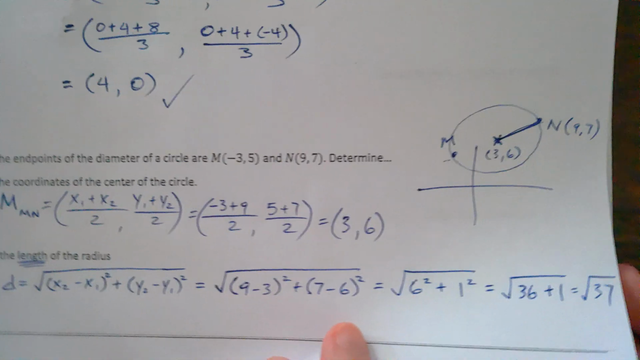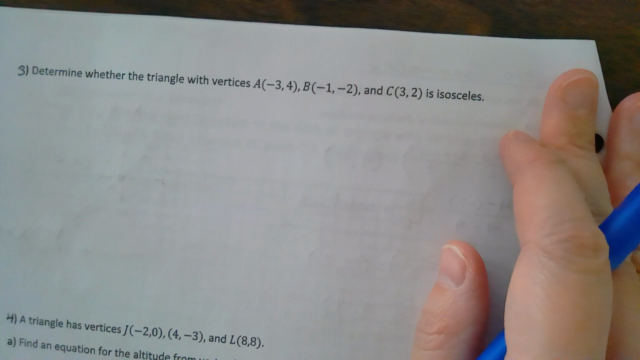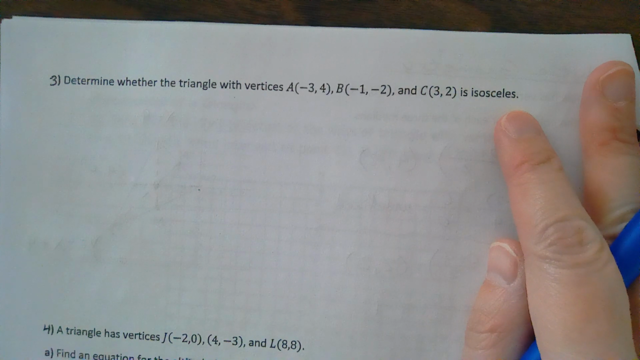Okay, backside. Okay, determine whether this triangle is an isosceles. So how do I prove that it's an isosceles?